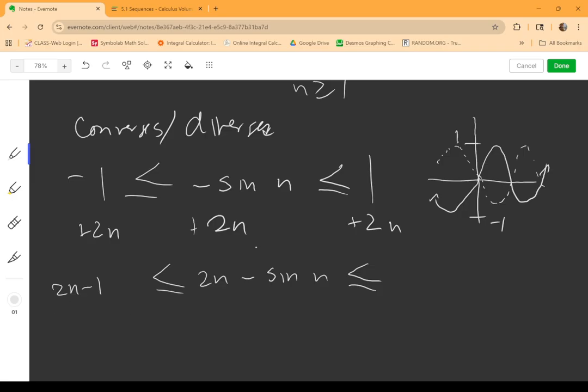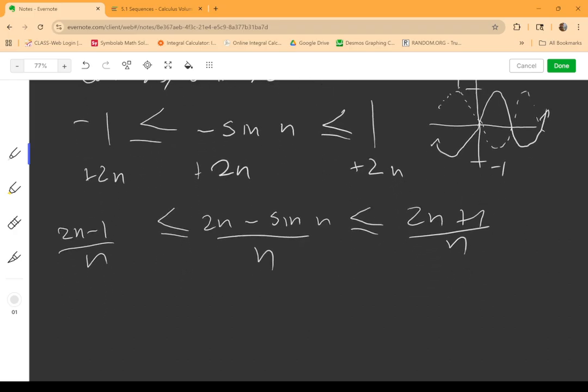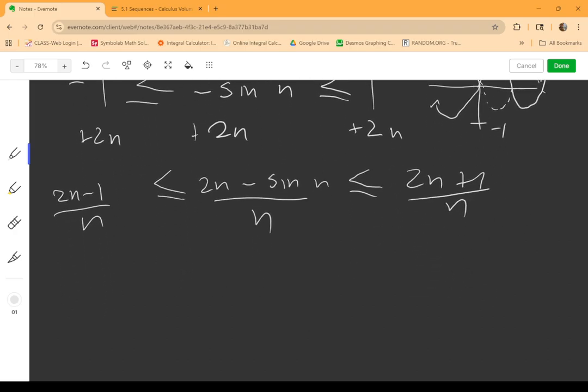Now, the next part would be to divide by n. But since we're dealing with sequences, n is always a positive integer, so I don't have to worry about that changing the inequalities. They remain in the same orientation that we see here. All right, so I've set up my three-part inequality.